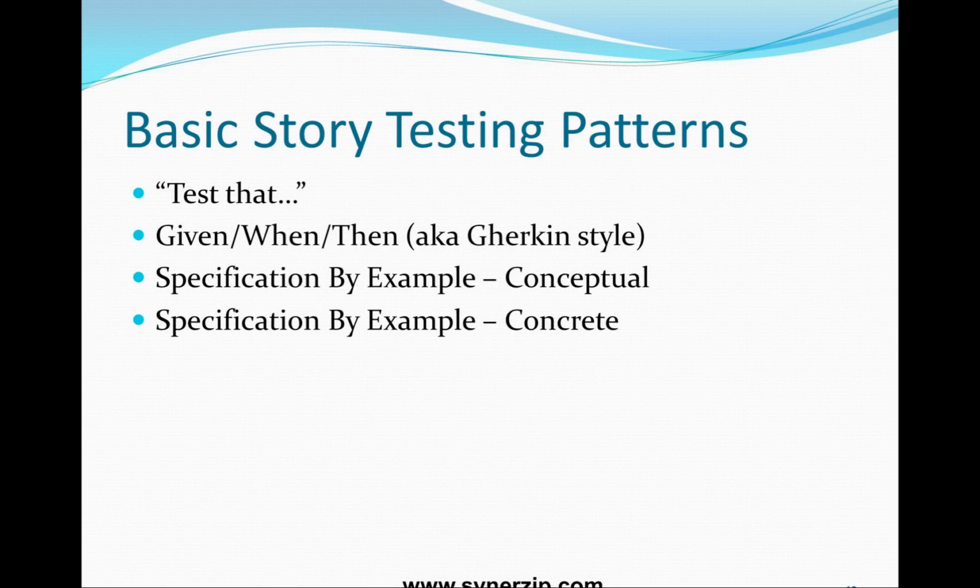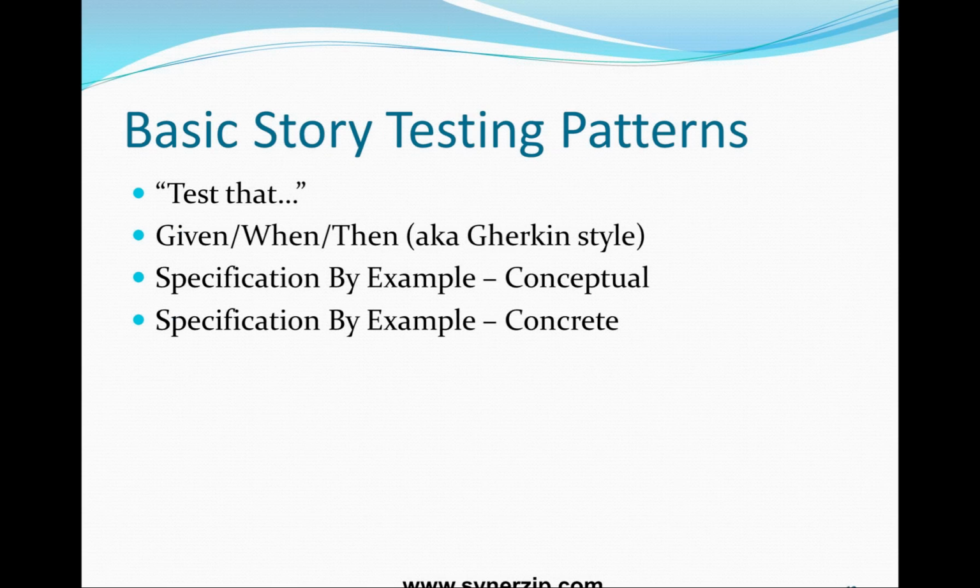So what we'll do is we'll start here with the basic story testing patterns. These are the ones that are used roughly 80% of the time. First, we'll talk about a pattern that's called test that, and then we'll talk about given when then, which is a pattern you've probably heard of, or some of you have. Then we'll talk about 2 flavors of specification by example, and specification by example uses examples of how the logic would work in particular situations, particular data. We'll talk about 2 flavors. One's a conceptual sort of version of specification by example, and the other is the concrete version.